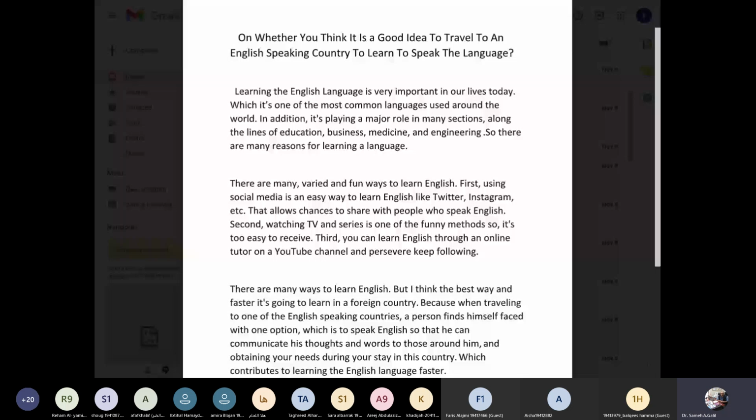Can I, Doctor? Okay, go ahead. Yes, Sharif. It looks like an essay. Okay, good. There is more than one paragraph, and there is a title and introduction and conclusion.